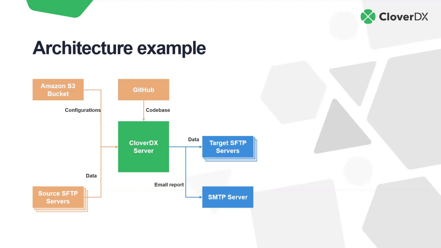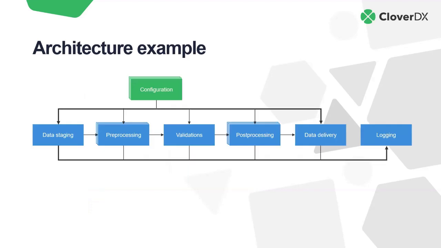And we're going to also have a code base where we store all of the logic that we create within CloverDX. And then as far as targets go, we also have a target SFTP server and an email server where we send off reports and alerts. So in this particular real world example, right, we're helping them create a data ingestion framework. And so you can see here that we have a whole host of different processes that we run through. That's going to be staging the data, pre-processing, validating, post-processing, and actually delivering the data.